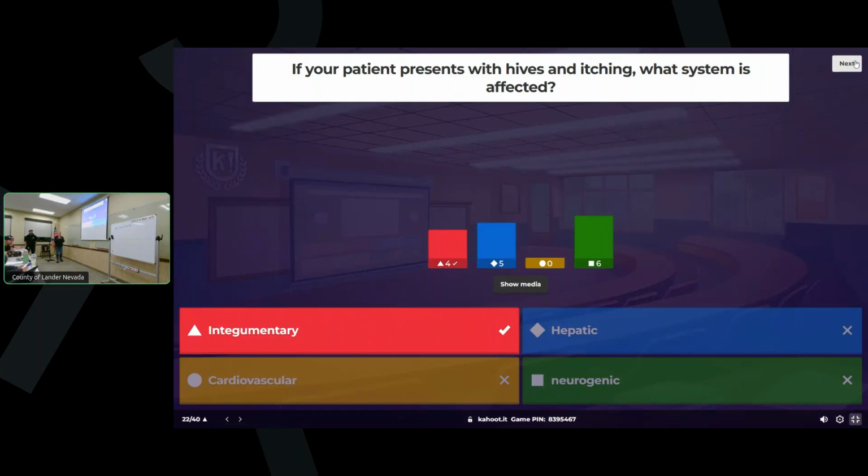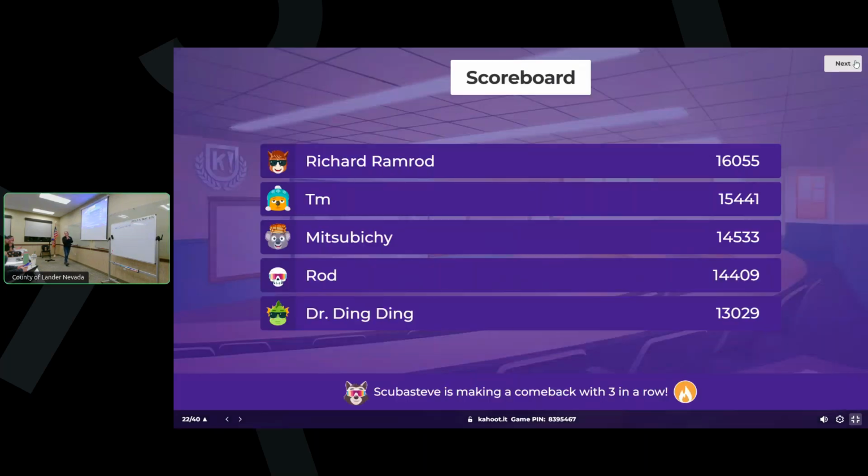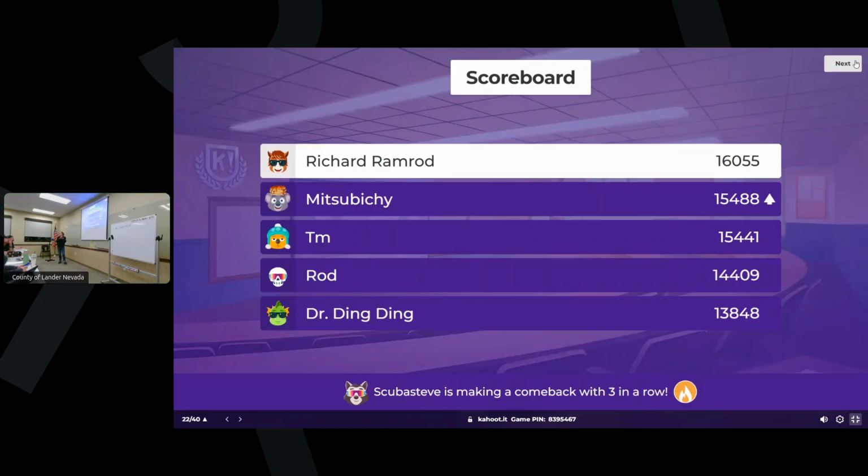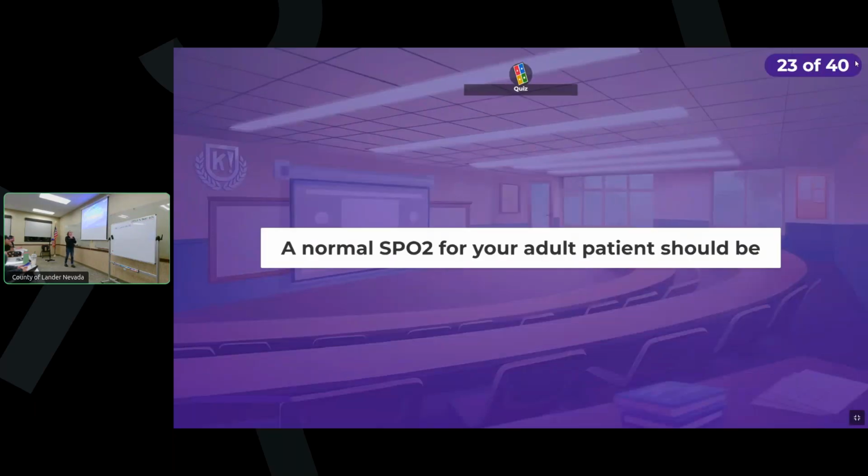Good. So integumentary, whenever we start going through your medical sheets that we handed out at the beginning of class, that's one of the systems that you need to assess. So integumentary just means your skin, all of your skin systems. Hepatic is your liver, cardiovascular is what? What was the last one? Neurogenic, it's brain and nerves.